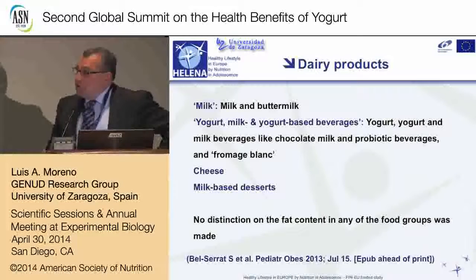Focusing on dairy products, we consider four groups, as you can see here: milk, including milk and buttermilk. The second group was yogurt, milk, and yogurt-based beverages, including yogurt, and milk beverages like chocolate milk and probiotic beverages, and also white cheese, also cheese, and milk-based desserts. And in our study, no distinction was made on the fat content in any of these food groups.